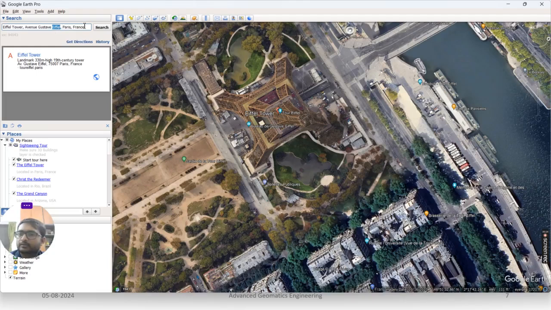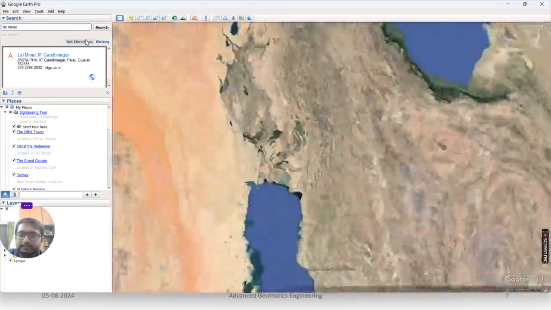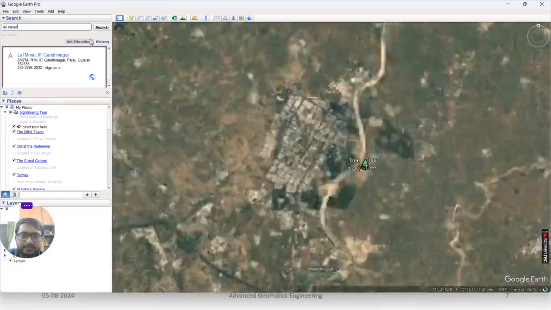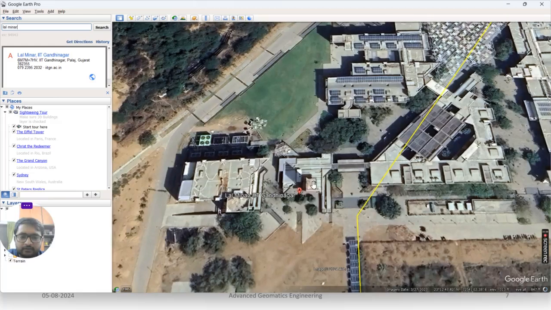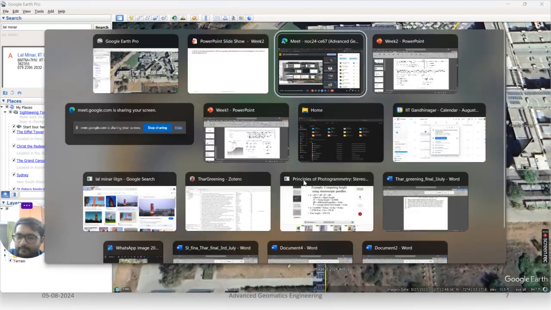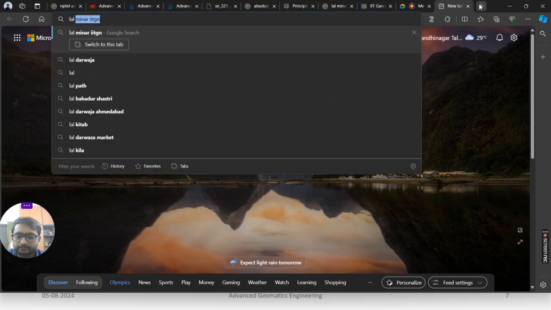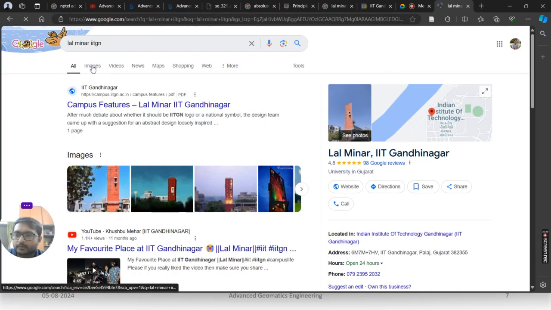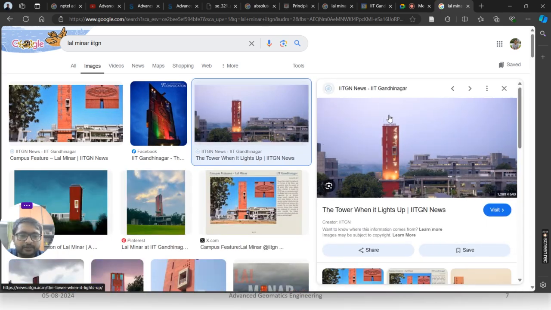Similarly, this is a 3D structure, but we will take one more example. Here in IIT Gandhinagar, we have one structure known as Lal Minar. I will show you how it looks first of all. Basically, this is one of the watchtowers we have on campus. It's a tall building having 11 or 12 floors and 100 feet tall.